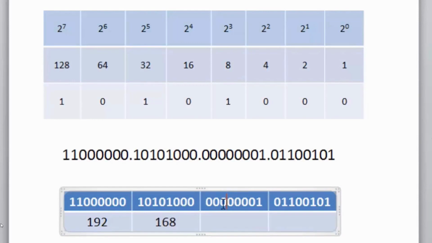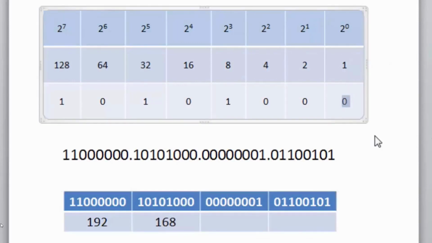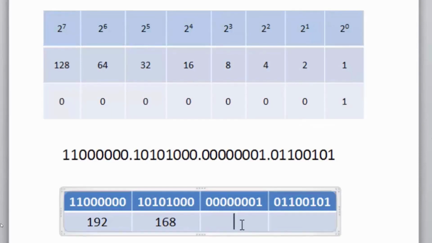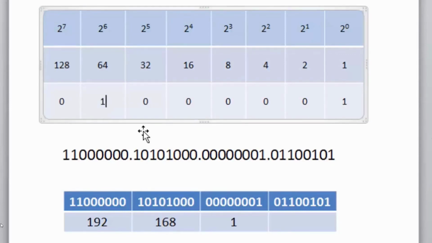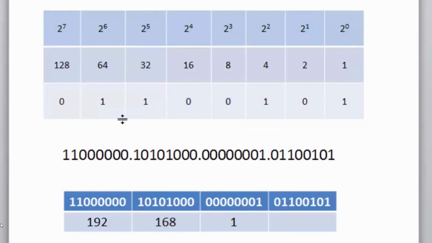The next octet is all zeros with a 1 in the last place, in the ones place. This is easy. This is the number 1. All zeros and a 1 in the ones place makes the number 1. And then finally, we have a number here. I'll plug it in here into my table. And I have the number 01100101. We can see that 64 plus 32, we've already said, is 96. Plus 4 is 100. Plus 1 is 101. So the conversion of this binary IP address to decimal is 192.168.1.101.